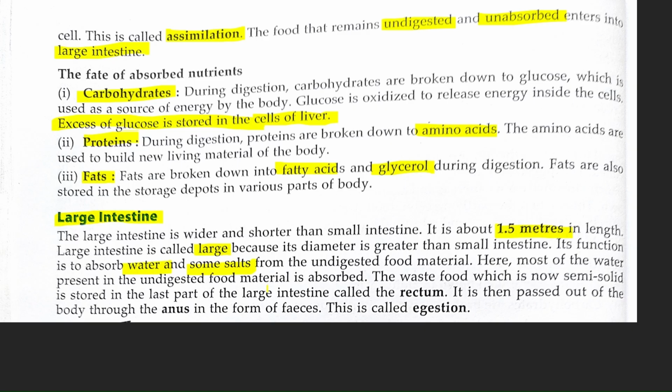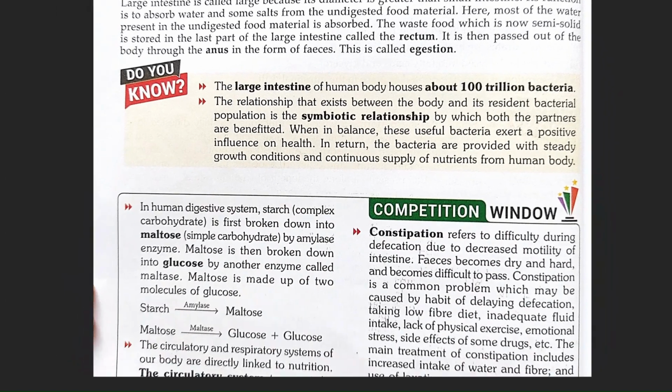The waste food, which is now semi-solid, is stored in the last part of the large intestine called the rectum. It is then passed out of the body through the anus in the form of feces. This is called egestion, the last step. So in the large intestine, water and salts get absorbed, then the undigested food is stored in the rectum and passed through the opening called the anus as feces. This process is called egestion.